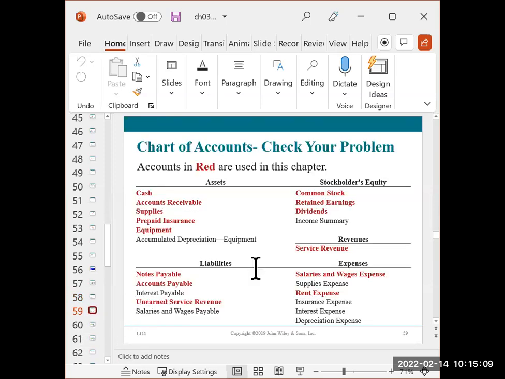All right, now, when we look at this slide, what it's showing us is that the accounts in red are the ones that you're going to use in this chapter, okay? You're going to notice some accounts that are not part of the entries in this chapter. We will eventually get to those, like, for instance, income summary and accumulated depreciation, equipment. You've seen that one in the financial statements, but we're not using it on journal entries yet. We have a whole chapter that talks about depreciation and accumulated depreciation, okay?